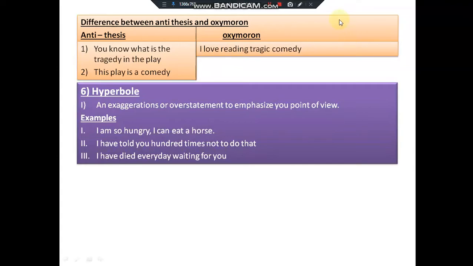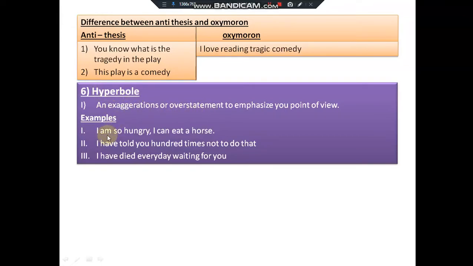As the word itself expresses hyper, it means that the writer exaggerates or gives an overstatement of the sentence. And what is the purpose? To emphasize the point of view. So some exaggeration and overstatement of the statement is called hyperbole.